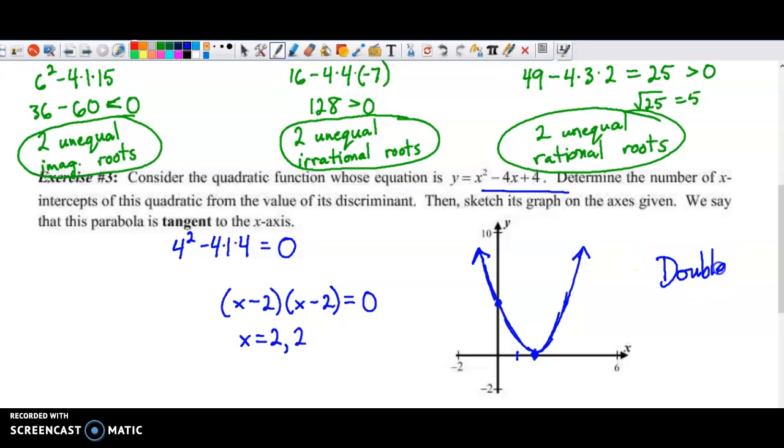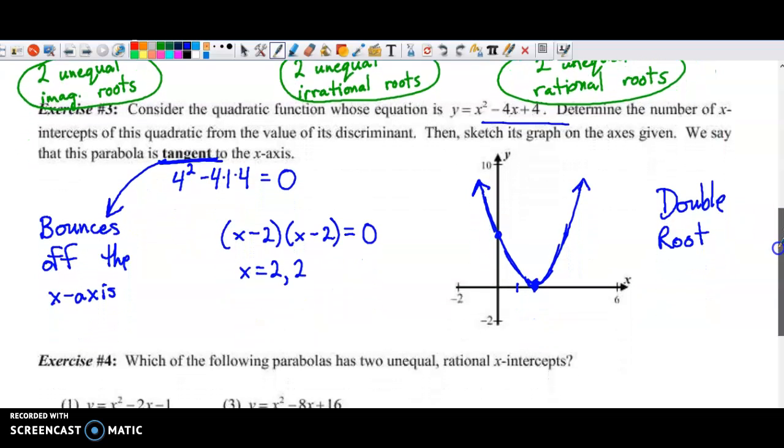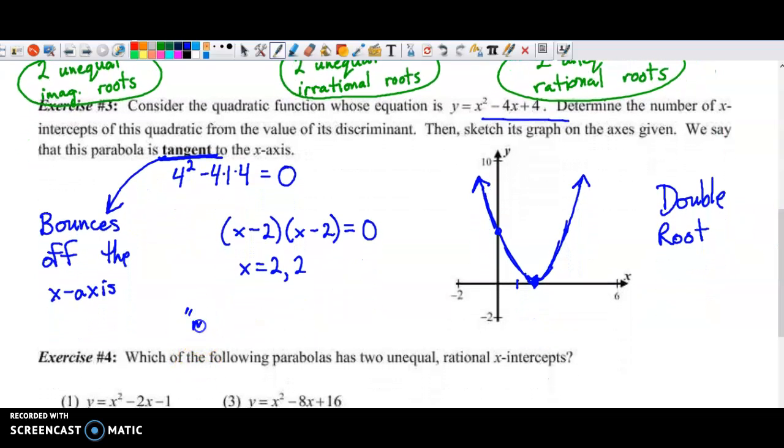is it bounces off the x-axis. And the math term that we use is it's actually tangent to the x-axis. But kind of in layman's terms, it's going to bounce off the x-axis. And that's what it means to be a double root. And sometimes we actually use the phrase that it has a multiplicity of 2. So put this in your back pocket. We might come back to it later this year, or bring it back in pre-calculus.